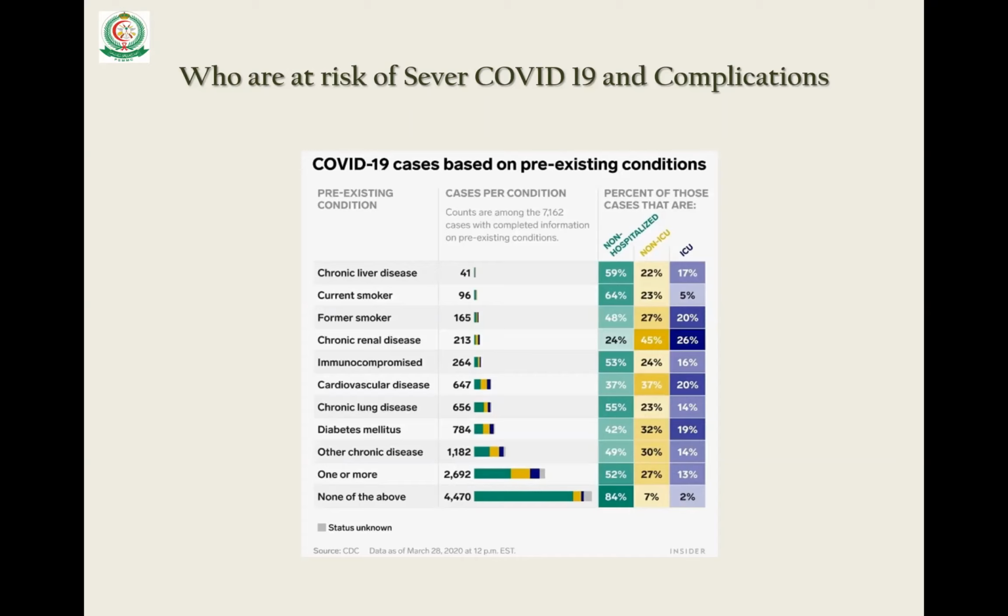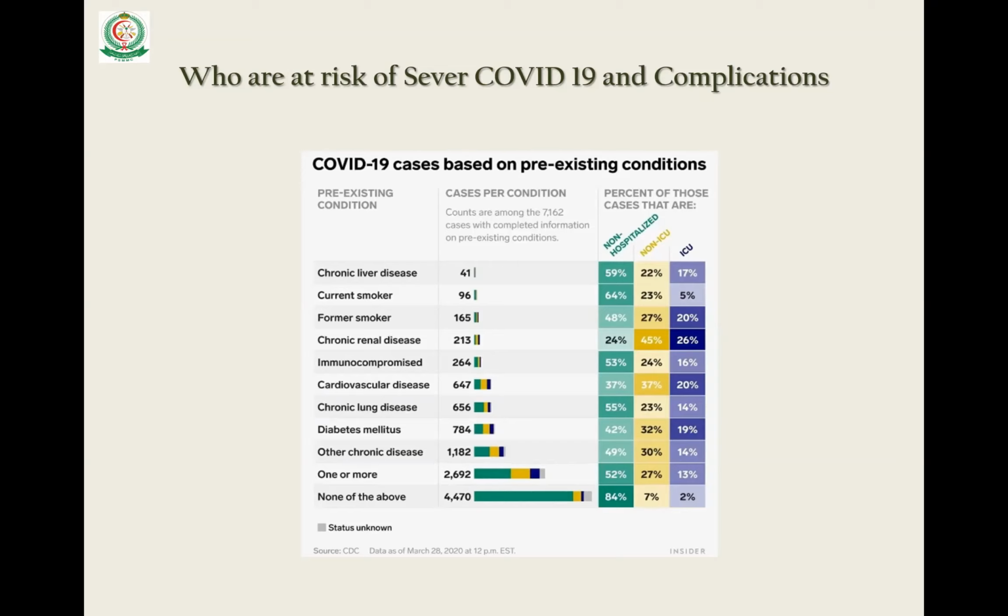were diabetic, 656 had underlying chronic lung disease, 647 had cardiovascular disease. So for the cardiovascular disease, 37% of them did not require hospitalization. Another 37% required hospital admission, and 20% required ICU admission. For the chronic lung disease, half of them did not require admission. Another half, around 23%, were admitted to the hospital, and 14% admitted to ICU.